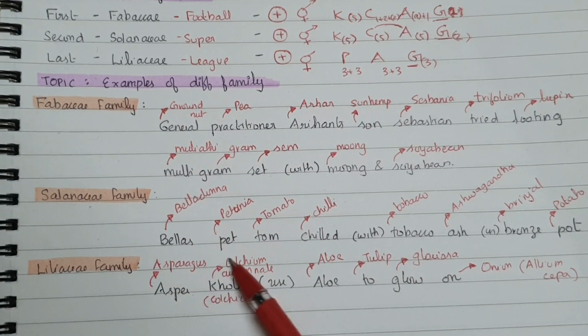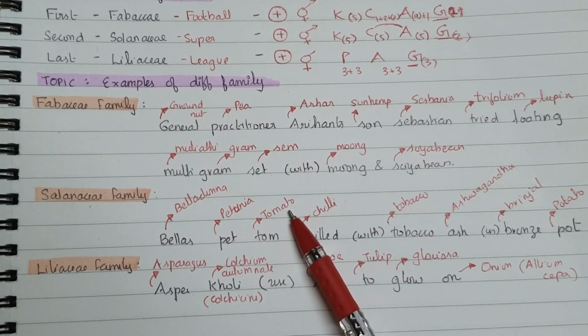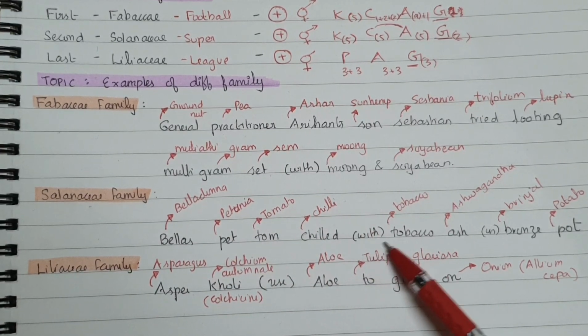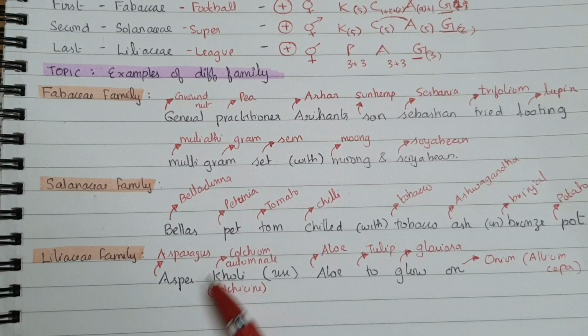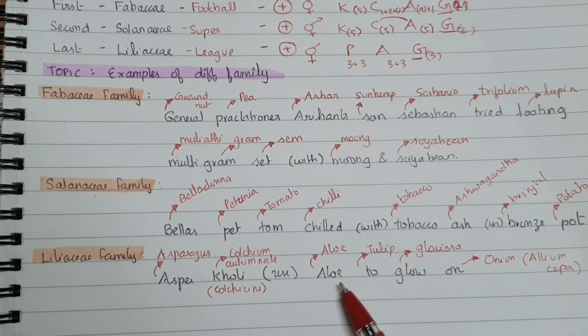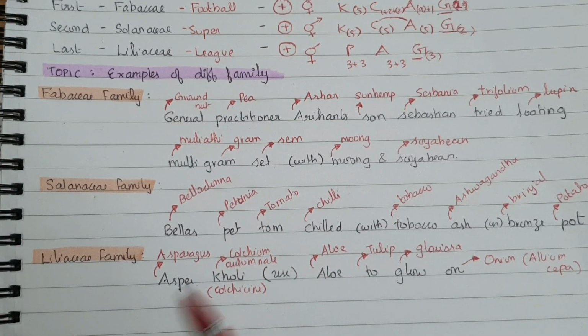That is Bella for belladonna, pet for petunia, Tom for tomato, chill for chili, tobacco, ash for ashwagandha, bronze for brinjal, pot for potato. Next trick is for the Liliaceae family. As per Kohli, use aloe to glow on. So Kohli says that you have to use aloe vera, that is aloe, to glow on. So as per for asparagus, Kohli for colchicine, aloe for aloe, to for tulip, glow for gloriosa, on for onion. So these were the tricks for this chapter.